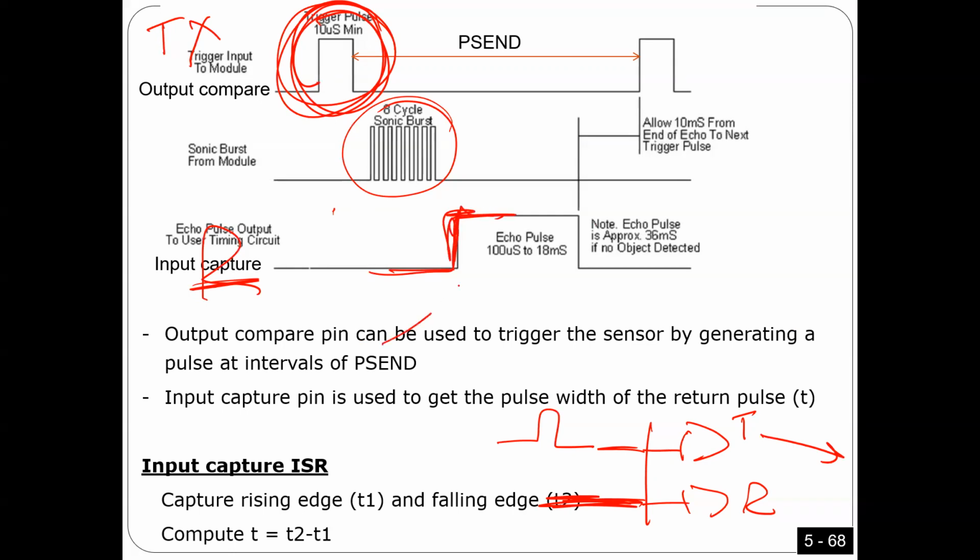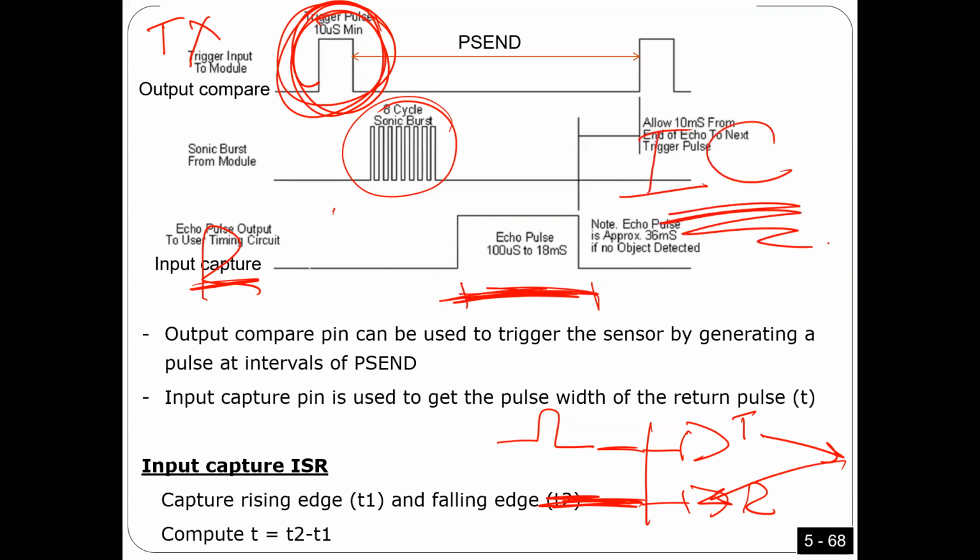At this moment we transmitted a signal. When we receive the signal, it pulls the pin low. So the time from here to here is the time for the signal to go and come back. Who is going to help you measure the time from here to here? Input capture.